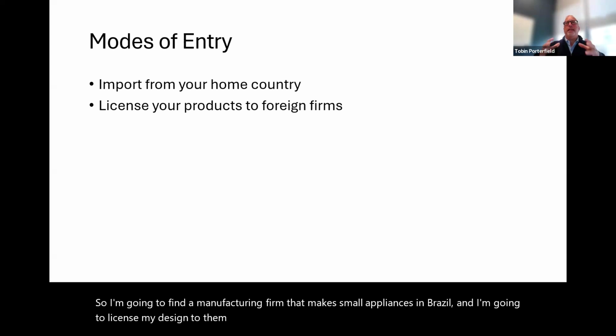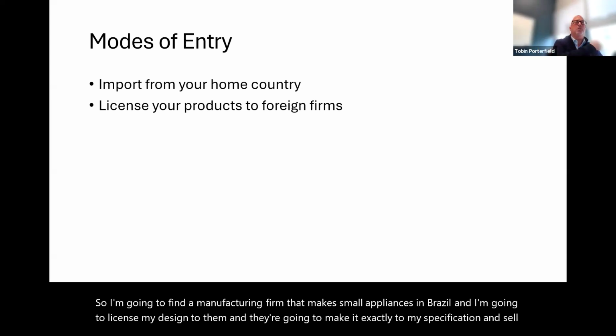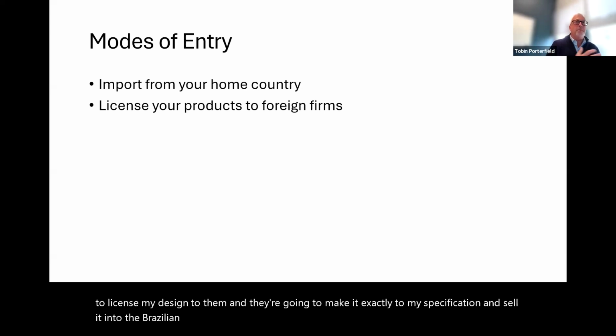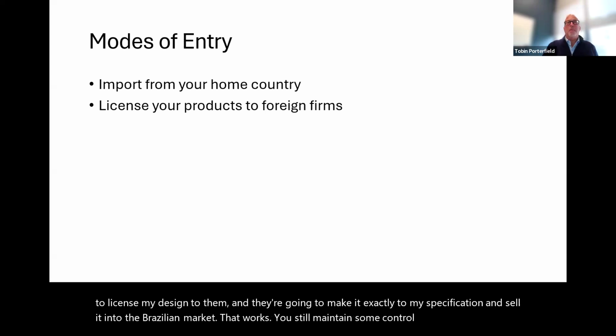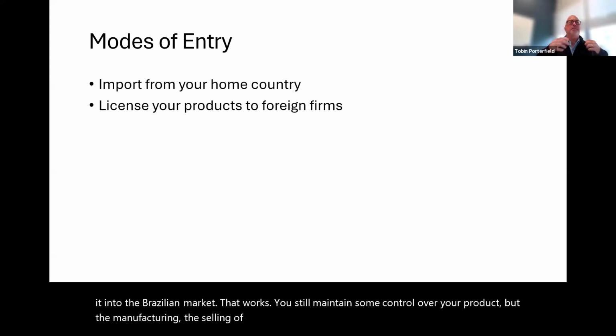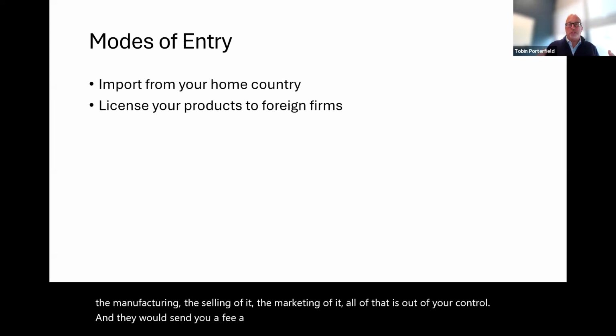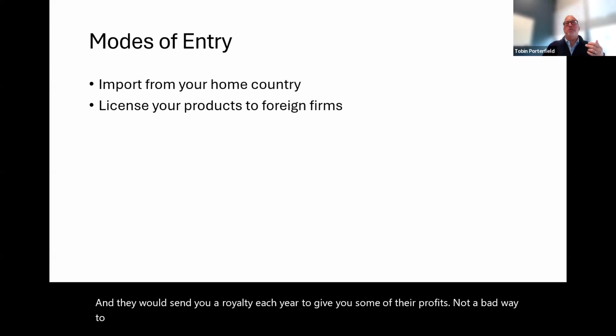and they are going to make it exactly to my specification and sell it into the Brazilian market. That works. You still maintain some control over your product, but the manufacturing, the selling of it, the marketing of it, all of that is out of your control. And they would send you a fee, like a royalty each year to give you some of their profits. Not a bad way to go, but you lose a lot of control over your product.